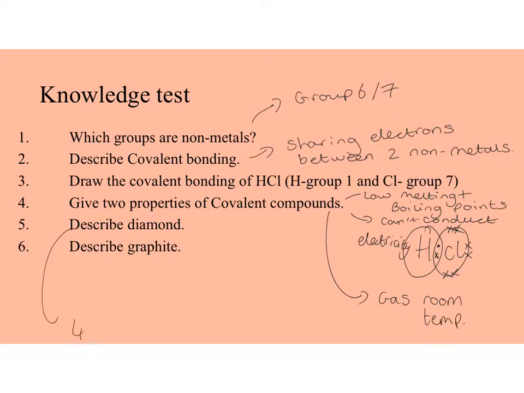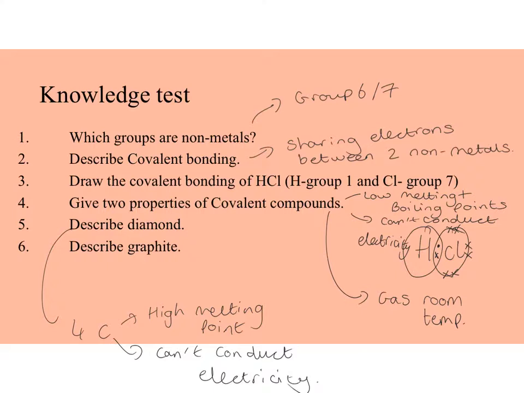Describe diamond: 4 carbon bonds, really high melting point because of all the covalent bonds over and over again, but can't conduct electricity. To compare then to graphite, graphite's got 3 carbon bonds, each carbon. Still a high melting and boiling point, but this one is lubricant as well because it's got the layers which can slide over each other. And it can conduct electricity because it's got free electrons.